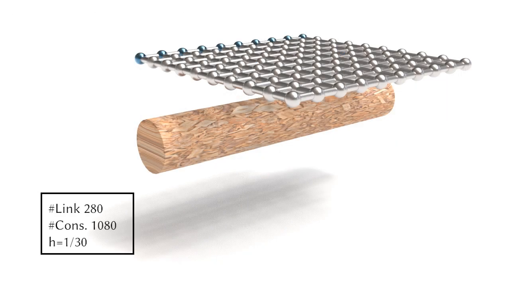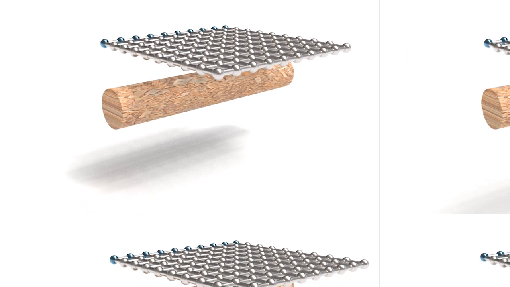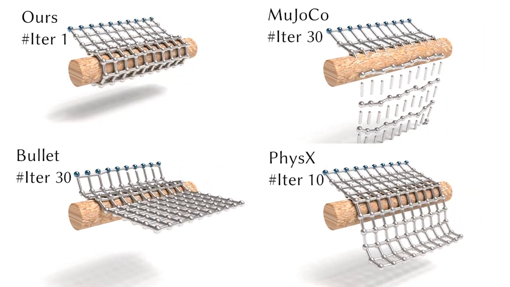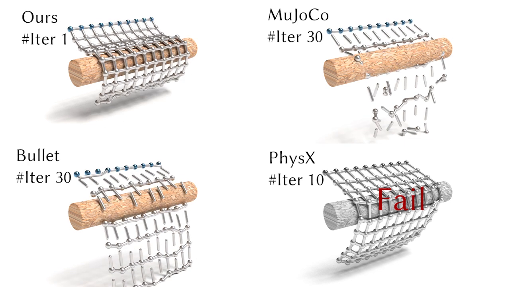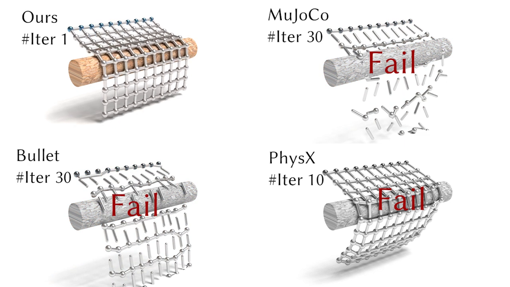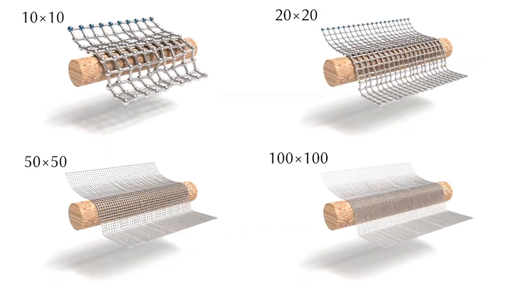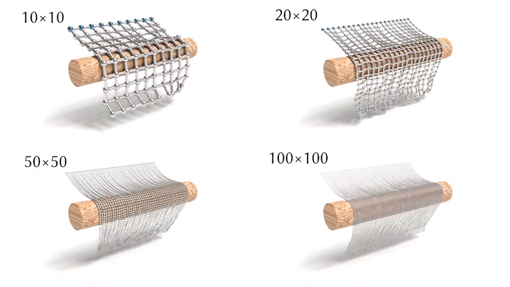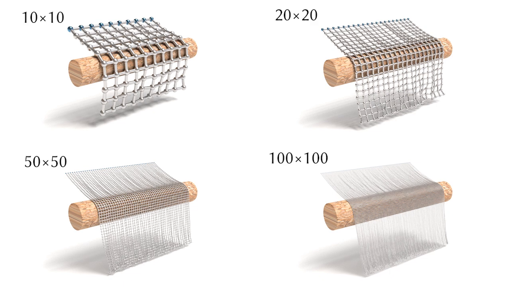Next, we test contact-involved simulation with a ball joint net draping over a cylinder. With the same time step and iteration budget, MuJoCo and Bullet scatter and PhysX shows joint gaps. Our method remains stable in one iteration. We further scale up this scene. Our method stays stable and the draping remains consistent.